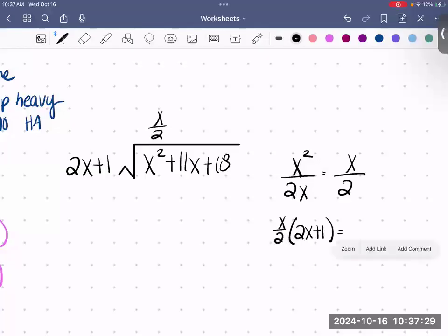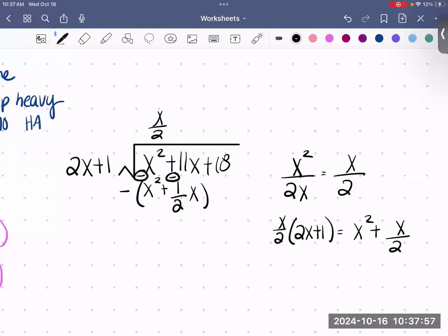So we're left with x squared plus x over 2. Now we're going to put that in here. And what we're hoping for is that the first leading terms cancel. We're going to subtract these, so we'll change the signs here and end up canceling those out.